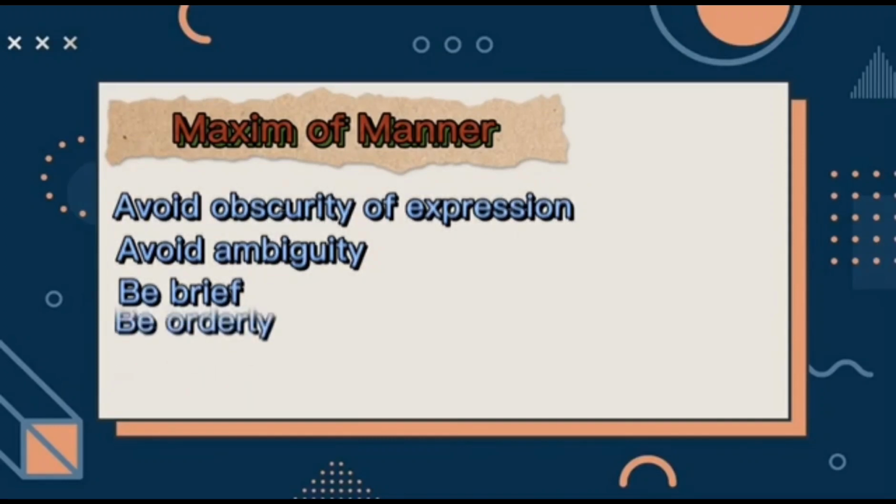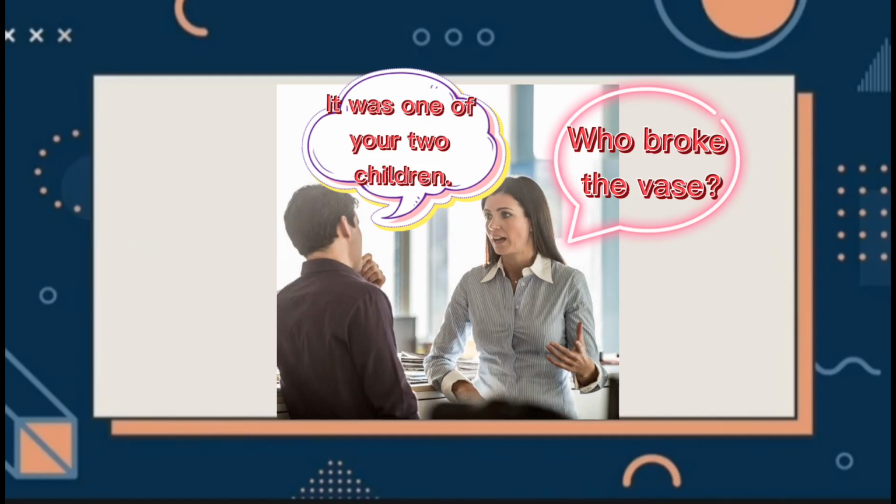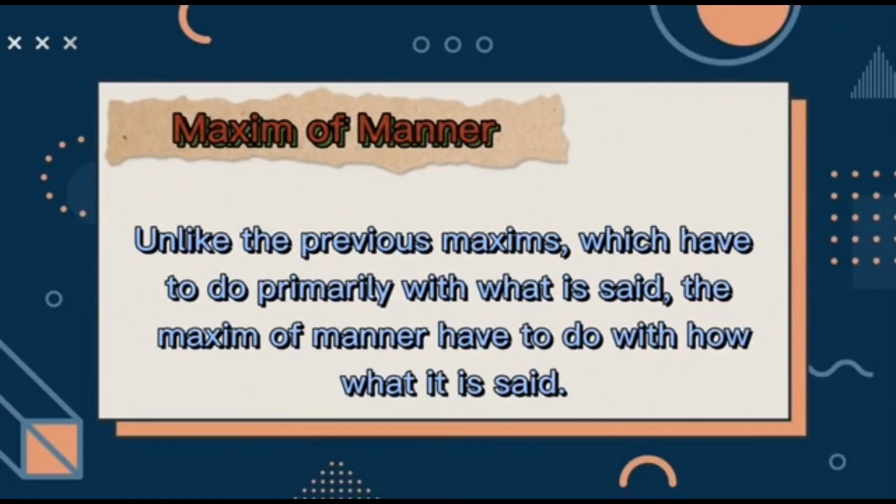Last is be orderly. Provide information in an order that makes sense and makes it easy for your recipient to process it. So here's the example for the maxim of manner. Take note, unlike the previous maxims, which have to do primarily with what is said, the maxims of manner have to do with how it is said. So that's the 4 conversational maxims of cooperative principles. So stay tuned for the next presenter.